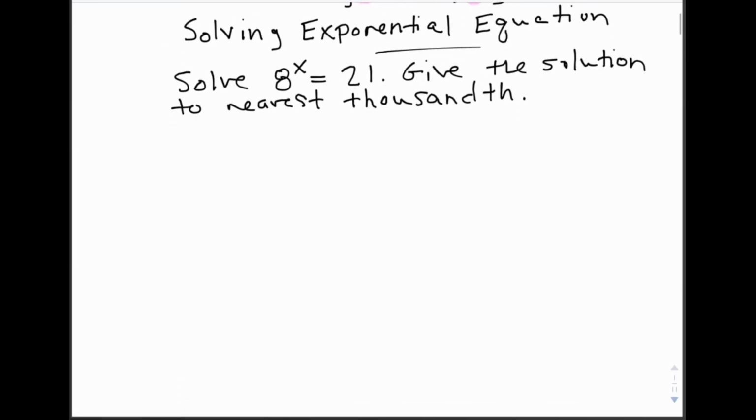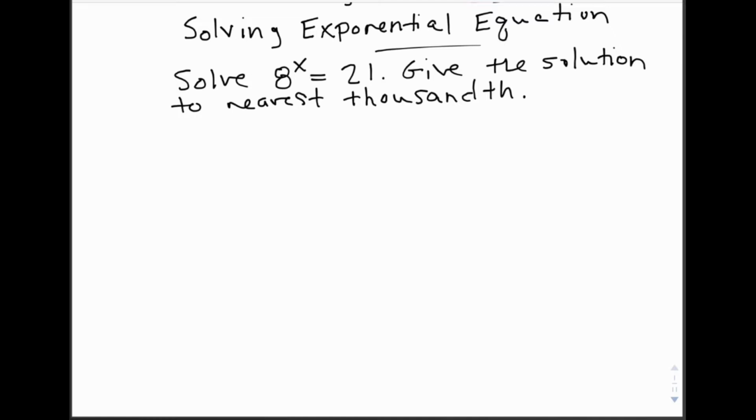It asks us in this case to solve 8 raised to the x equal to 21, and we want to give our solution to the nearest thousandth. The first thing I'm going to do is rewrite the original problem. We want to take advantage of the property of logarithms, which states that we can take the natural log of both sides, or we could just take the log of both sides. In this case, let's take the natural log of both sides. We will be left with the natural log of 8 raised to the x equal to the natural log of 21.